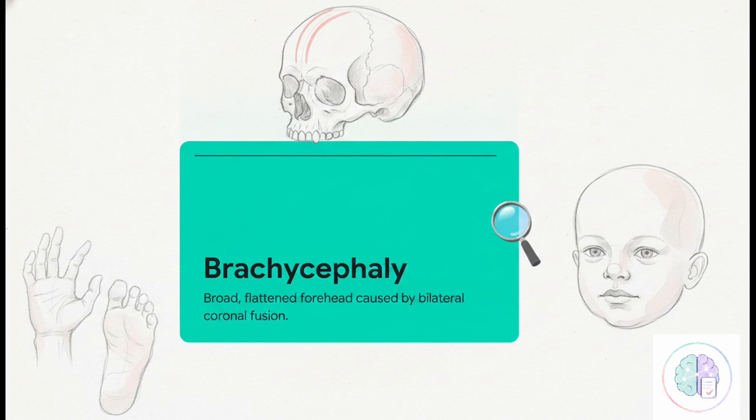This results in a very broad, flattened forehead, which is often accompanied by shallow orbits and progressive proptosis, meaning the bulging of the eyes. We see this bilateral fusion frequently tied to broader craniofacial dysmorphisms. For instance, Crouzon syndrome brings midface hypoplasia, while Apert syndrome is uniquely accompanied by syndactyly, or webbed digits.